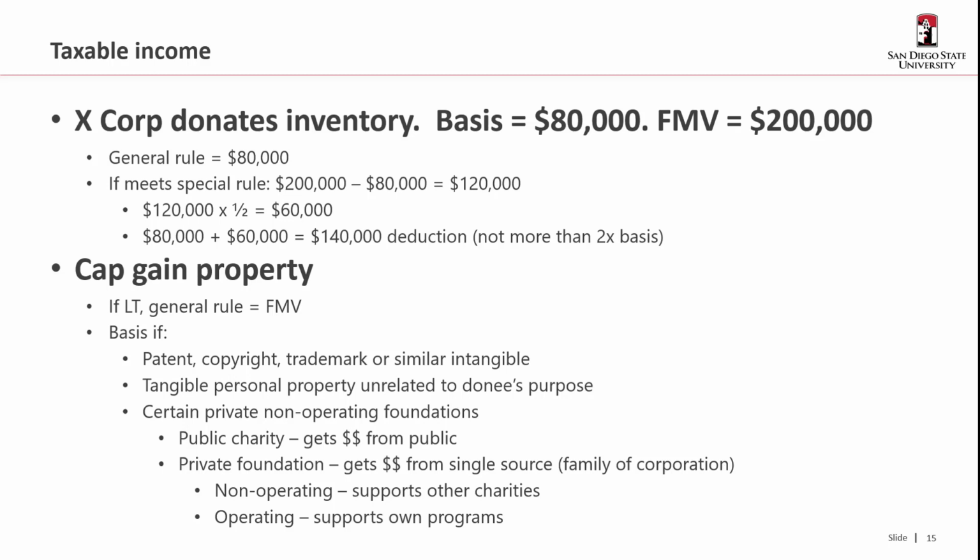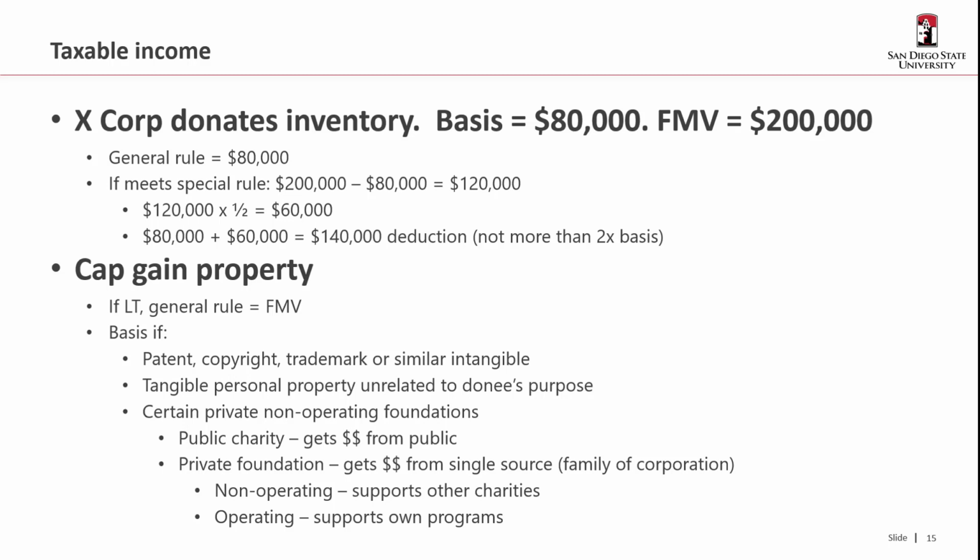Then what would happen is Procter and Gamble would multiply the increase over the basis by a half. So that's 200,000 minus 80,000. That's 120,000 times a half, or 60,000. And then it would compare that to 2 times the basis, right? So 2 times the basis is 160,000. So it takes the 60,000, adds that to the basis of 80,000. That's 140,000. Since 140,000 is less than 2 times basis, then it takes the 140,000.